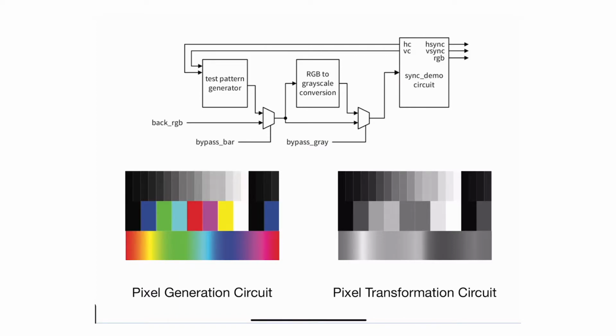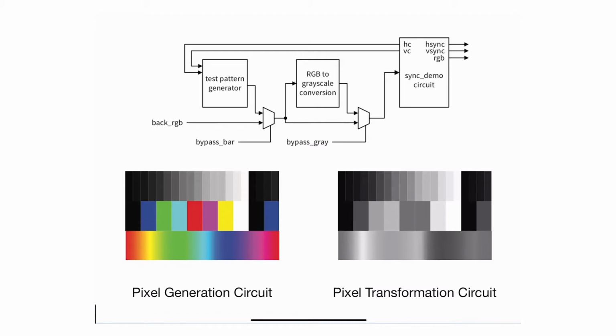The next type of video circuit you will see is a pixel transformation circuit. In this particular case, I'm showing you an example that converts RGB, which is color, to grayscale. It takes whatever pixel value is on the input, does some sort of transformation on it, and shows it to you on the output. In this case, I will be providing it with a test pattern, and it will just convert it to black and white, or grayscale. So these are the two types of video subsystems you might see.